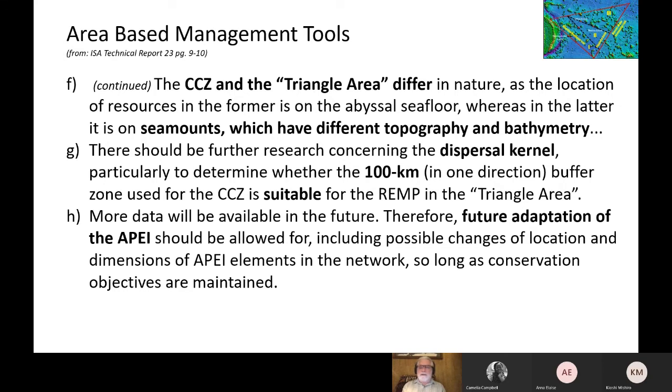So these are a thumbnail description of some of the take-home messages from that most recent workshop on this topic. And I wanted to cover those as a way to get us thinking about some of the issues in this region.